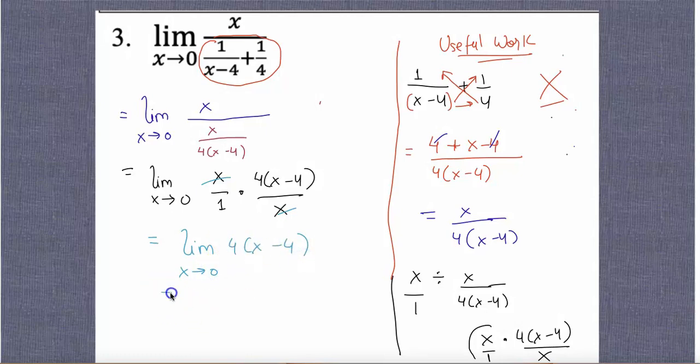So let's plug in the value of x. So it will be 4 times, now this will be 0 minus 4. 0 minus 4 is what? Just negative 4. So it will be 4 times negative 4, which will give me what? Negative 16. This is my answer over here.